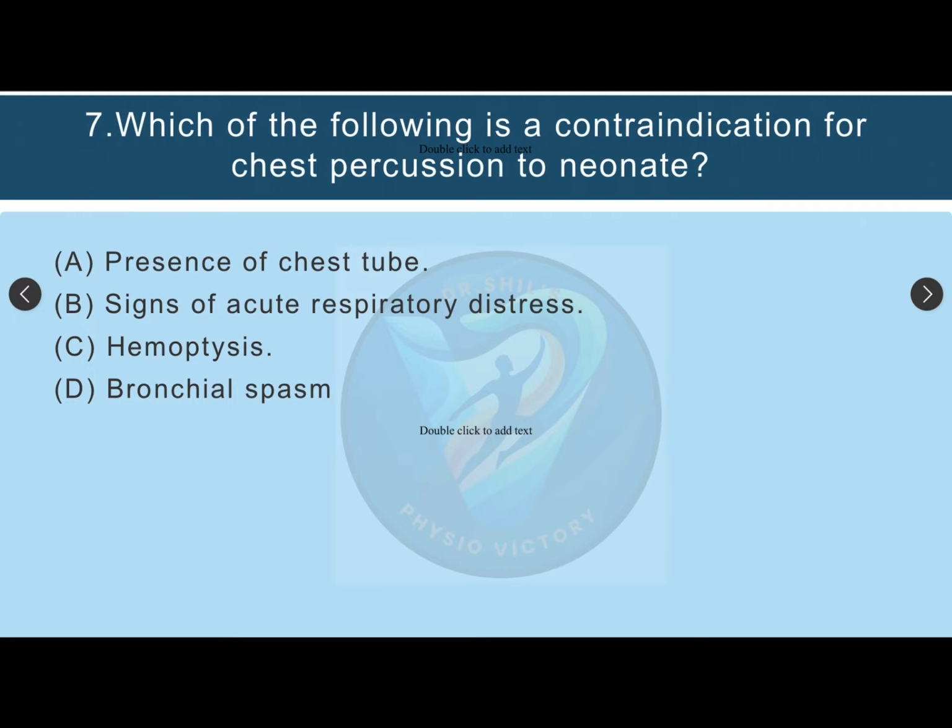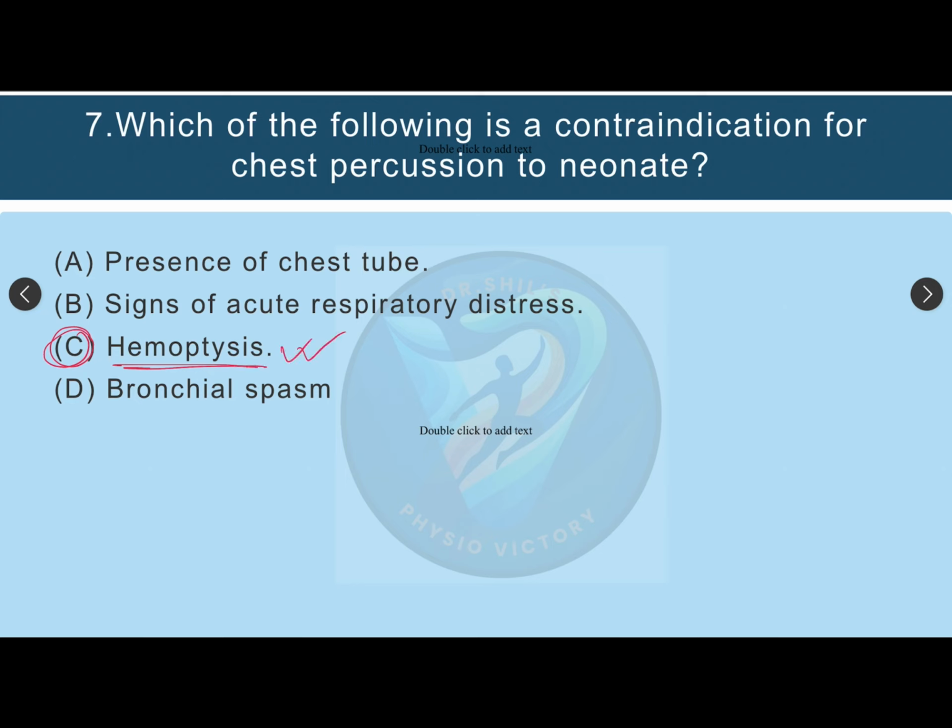Next question, question number 7. Which of the following is a contraindication for chest percussion to neonate? Option A, presence of chest tube. Option B, signs of acute respiratory distress. Option C, hemoptysis. And option D, bronchial spasm. Here, the correct answer is option C, hemoptysis.